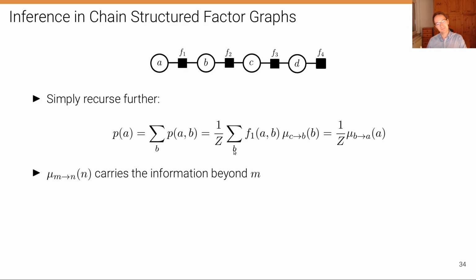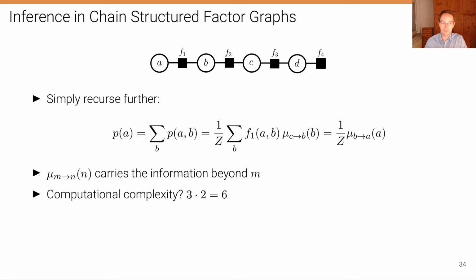In other words, the message, we call this message mu, sent from M to N, from variable M to variable N, and that's a function of N, carries the information beyond that variable M. It summarizes the information and carries it beyond. So what did we gain?